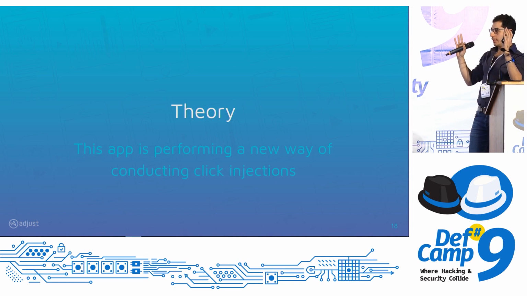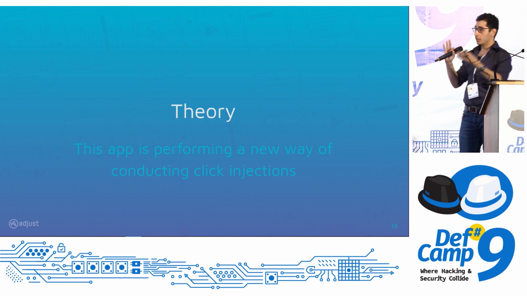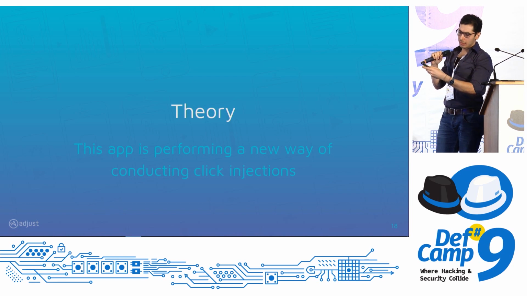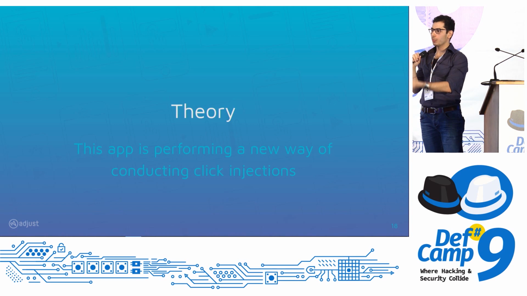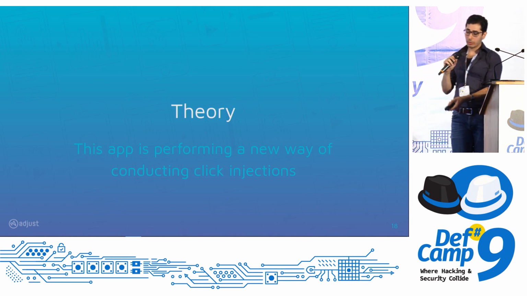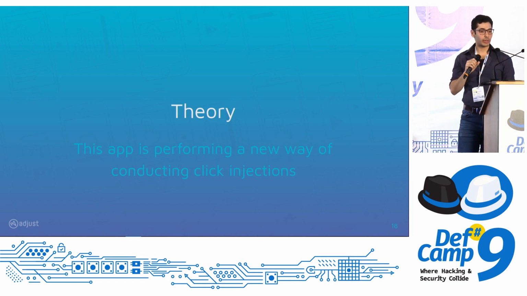You're just going to be faced with a million other libraries that you're going to have to go through. You're going to be faced with obfuscation. Yes, they actually do have their own obfuscator, which we're going to see right now. And you can't do proper analysis like that. You need a theory. You need to know what you're looking for, get it, get out, done. And this app is performing a new way of conducting click injections. It's a pretty good theory we can work with.